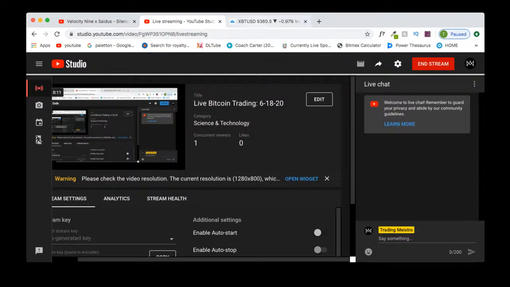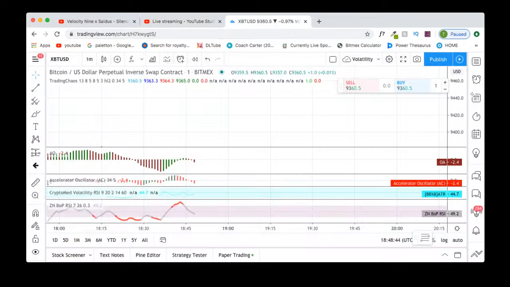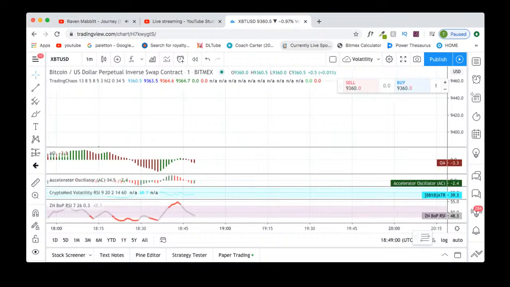Live Bitcoin trading. Here we go again. I'm going to check the market. I'm going to look at the 4 hour, the 1 hour, 15, see if we're in a trading zone or a no trading zone, and then go from there.